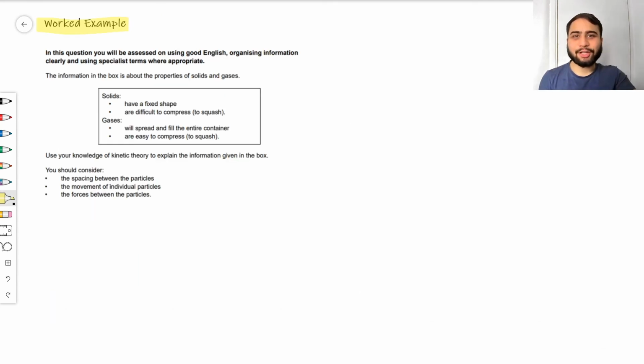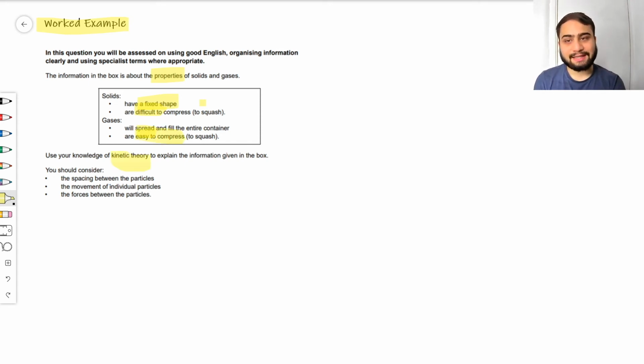Okay, so now let's have a look at this worked example. We're going to switch things up a bit and do a 6 marker this time. As always, we're going to go through it and highlight all of our keywords. In this question, you will be assessed, which just tells us that it's a 6 marker. The information in this box is about the properties of solids and gases. Solids have a fixed shape, and they are difficult to compress, to squash. Gases will spread and fill the entire container, and they're easier to compress, to squash.